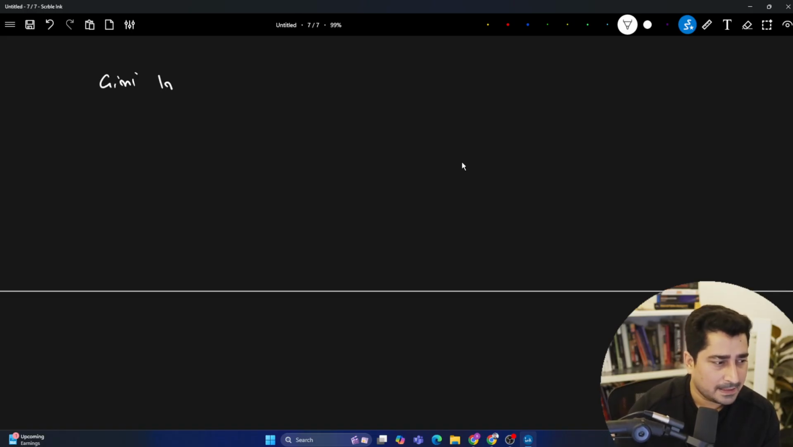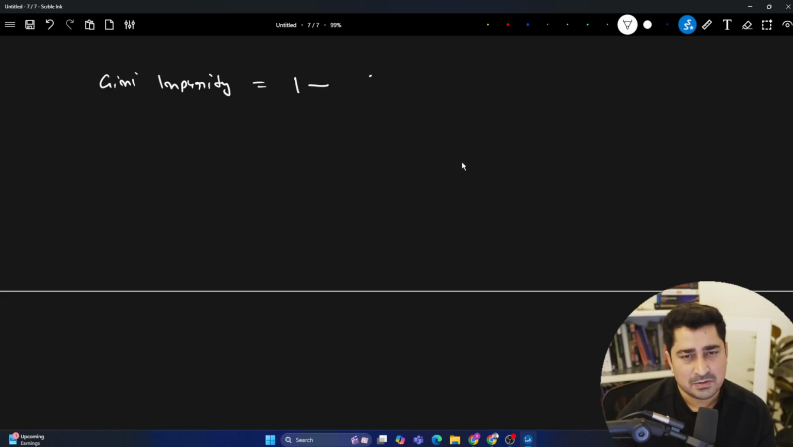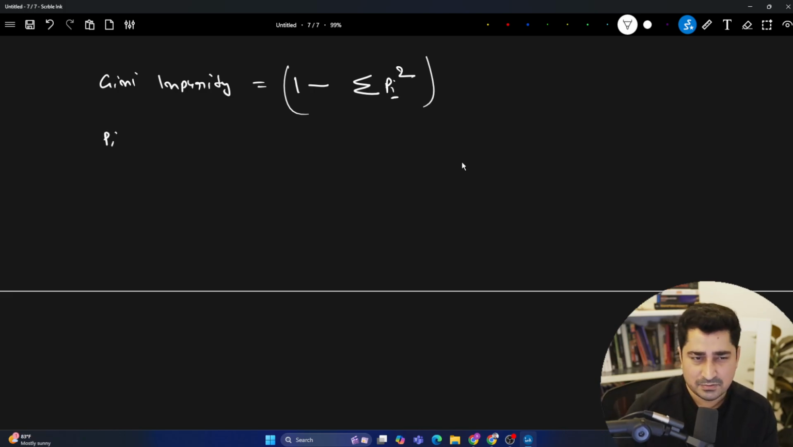Gini impurity. Now, what does this Gini impurity say? Formula wise, it is the summation of pi squared. So this is basically called Gini impurity. Here this pi, if I talk about it, as you can see, it's a p, which is technically a probability.